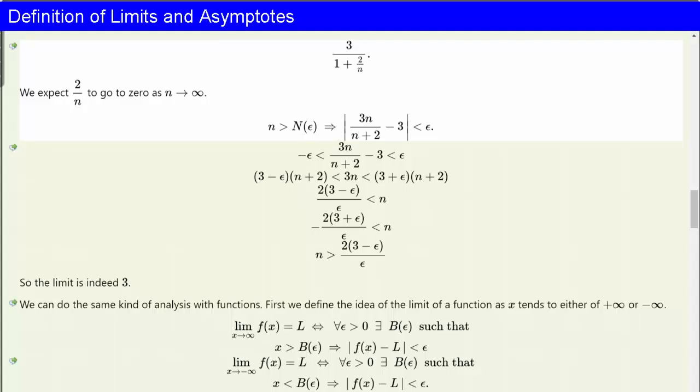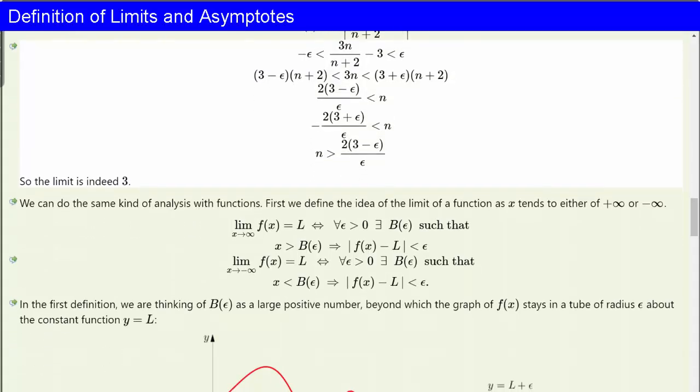To prove it, we write out the formal definition. n bigger than capital N of epsilon should imply that the ratio 3n to n plus 2 minus the number 3 in absolute value should be less than epsilon. Now we restate the target inequality. 3n divided by n plus 2, minus 3, must lie between minus epsilon and epsilon.